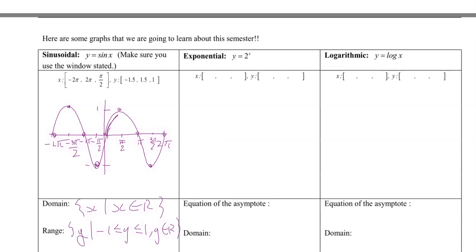Next type of function is an exponential function. It's called exponential because the variable is in the exponent position. Okay, don't worry about that. We got a whole unit on it. We will discuss it in great detail. For now, we're just going to graph what does this thing look like.